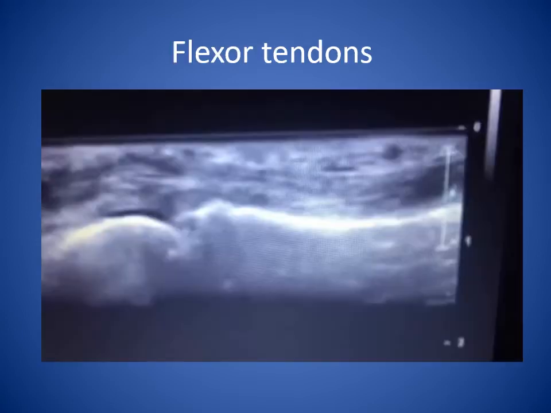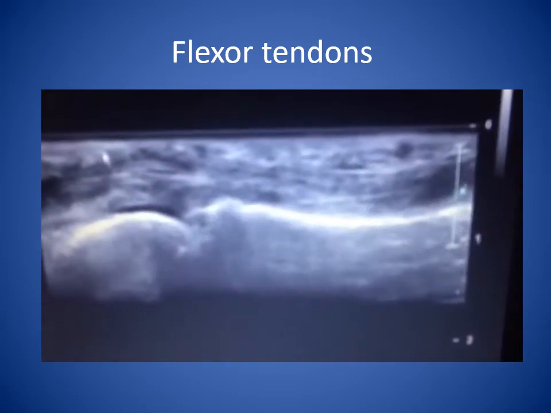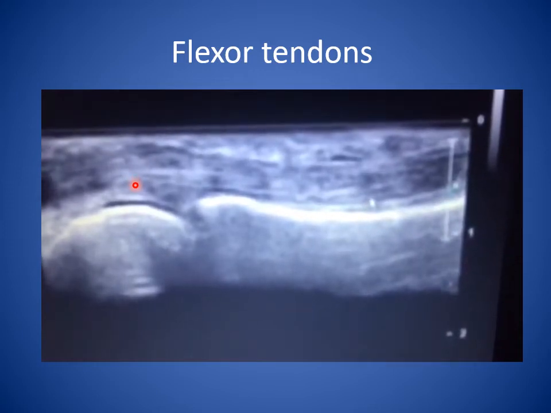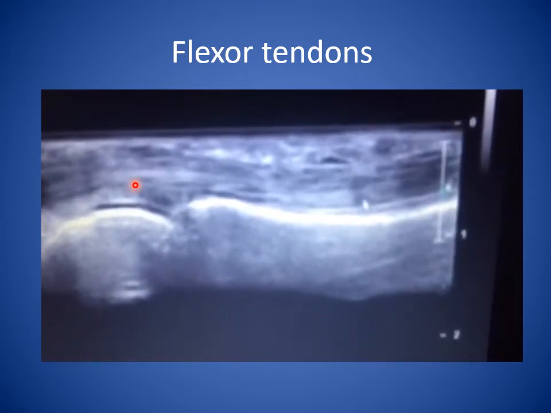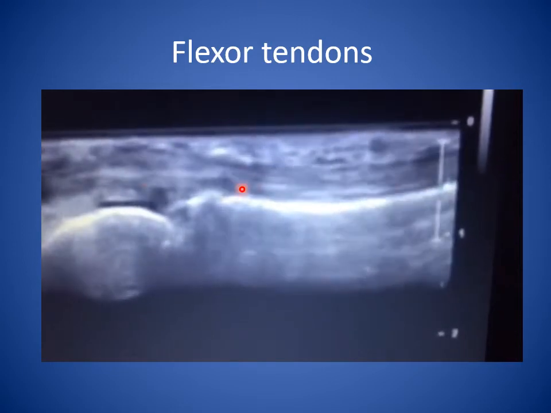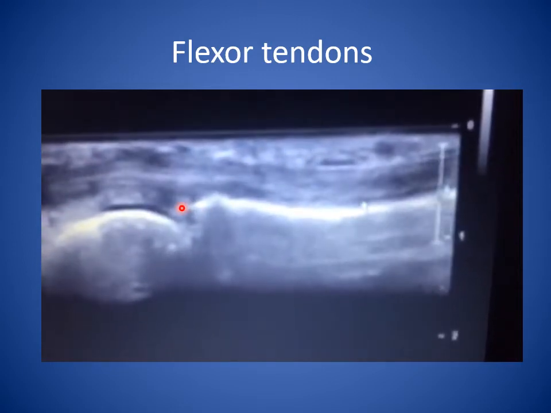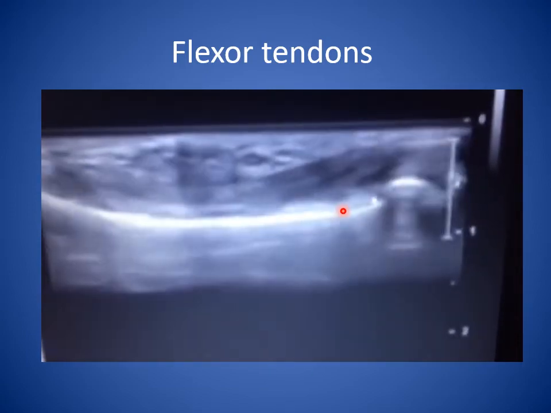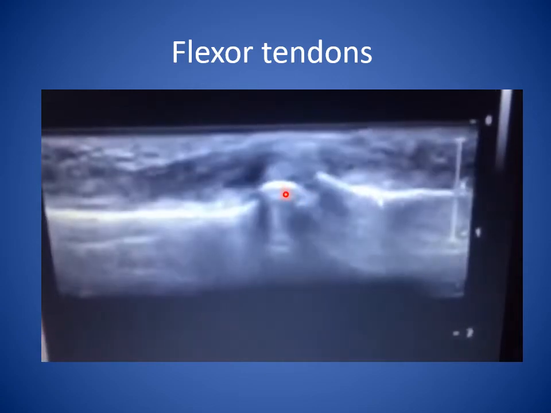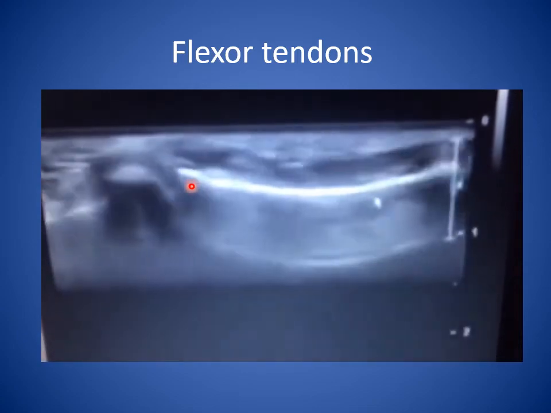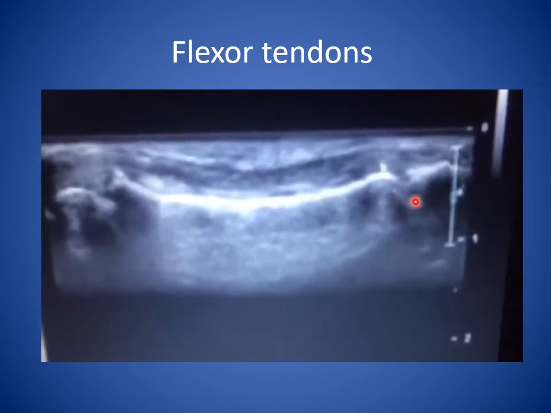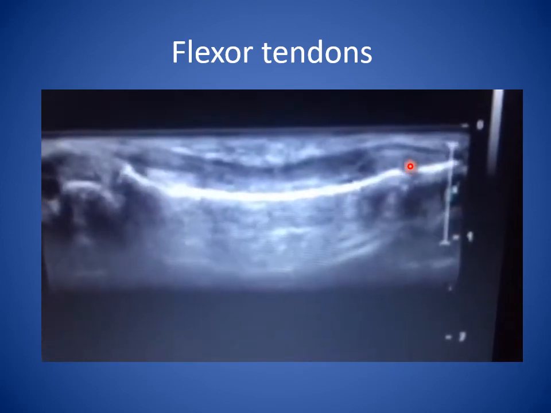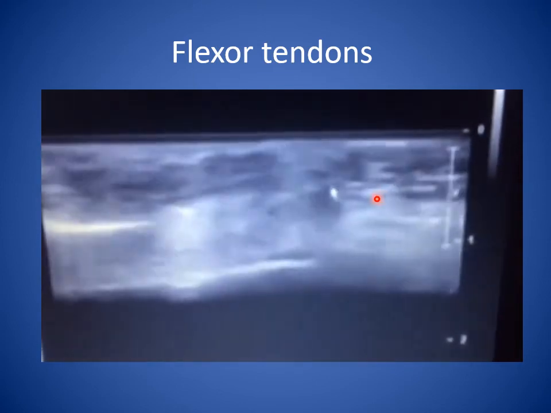This is the video for demonstration of the flexor tendons. We can ask the patient to do flexion or extension of the distal interphalangeal joint to see the movement of the tendon for assessment of any trigger finger. This is the metacarpophalangeal joint. This is the proximal interphalangeal joint, and this echogenic structure is the volar plate. And this is the distal interphalangeal joint with insertion of the flexor digitorum profundus tendon. The superficialis tendon inserts at this site.